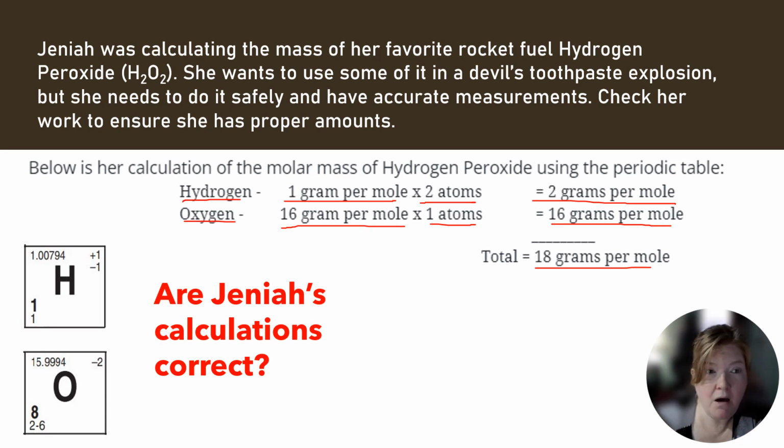Well, it should be no. Why? Because look at the formula for hydrogen peroxide. It is H2O2. So this should have been multiplied by 2. So this should be 32. So this would be 34. Okay, so she missed that subscript.